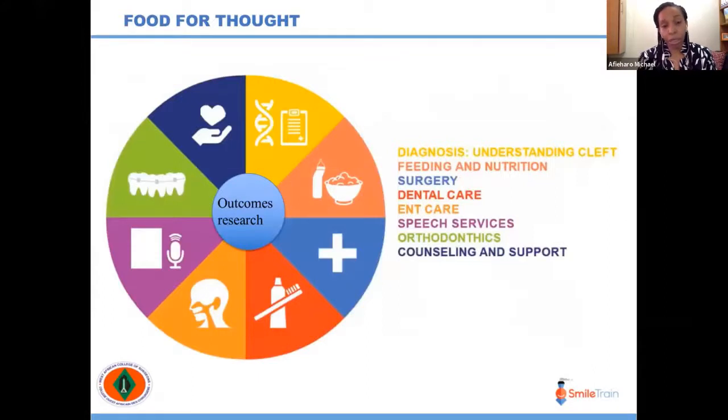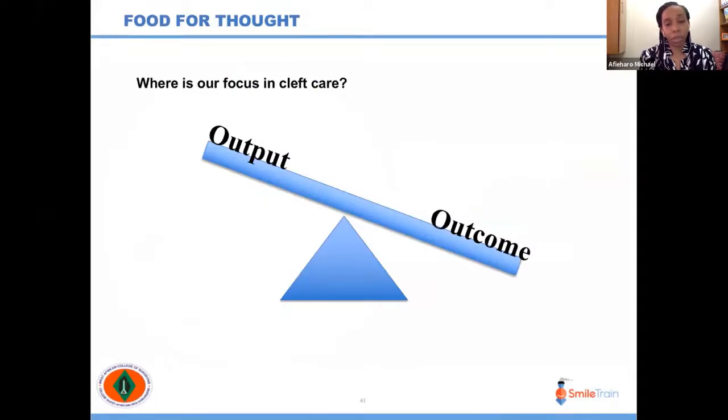Now, the food for thought. I do hope the Smile Train team or those who put up this infographic will forgive me for putting this circle in the middle, because I think outcomes should really be at the center of what we do in comprehensive cleft care, and we should begin to think outcomes for everything that we're doing. If we begin to think outcomes right from the start, whenever we do decide to assess the outcomes, we will have the data that we need to assess our outcomes. And where is our focus in cleft care? Are we more outcome focused? Are we more focused on how much impact we're making?